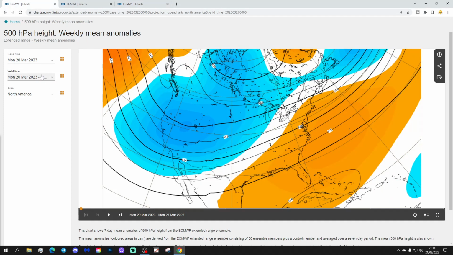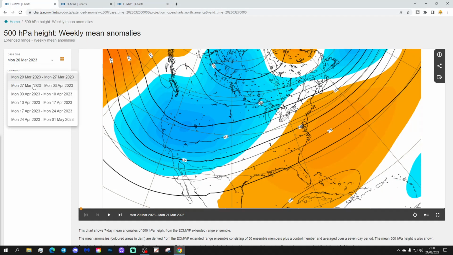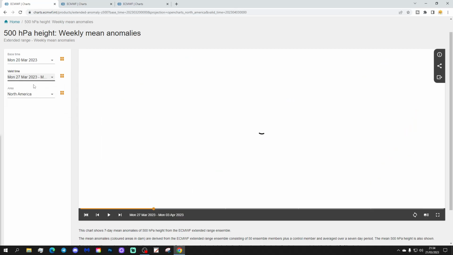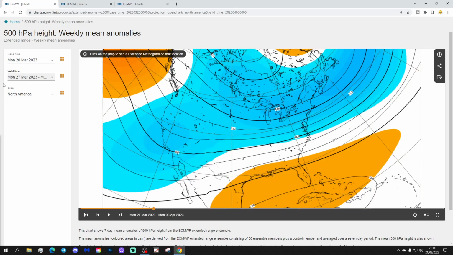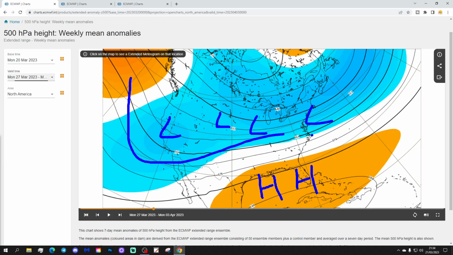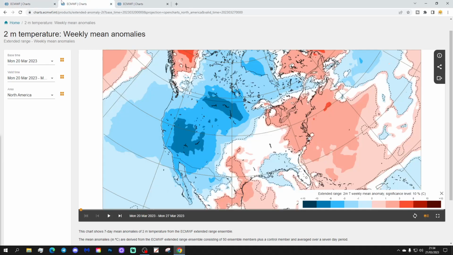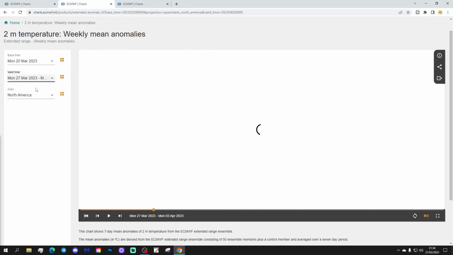Right, go to week 2, which will be the 27th of March to the 3rd of April. Let's have a look. So the ridge is being flattened off. It's still there in the far south and southeast, but it's being flattened a little bit by this low pressure coming in from the Pacific to the Atlantic coast. So it brings the jet stream through a little bit like that across the central and northern parts of America.